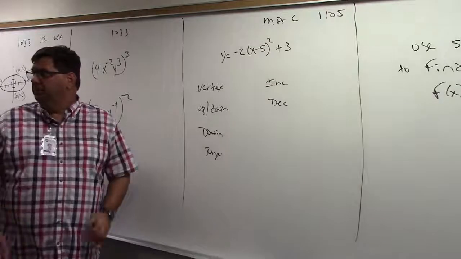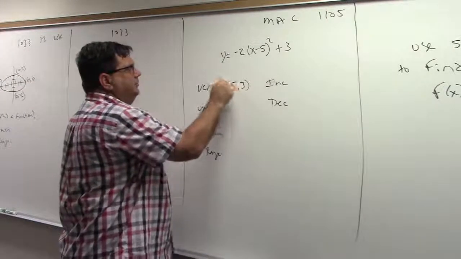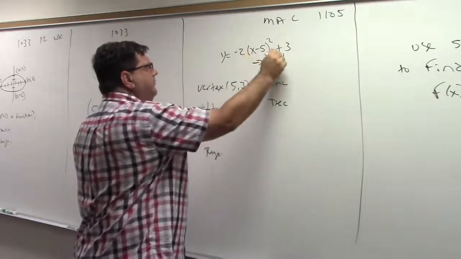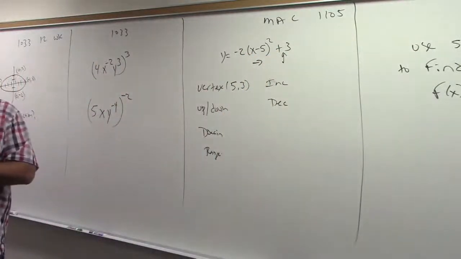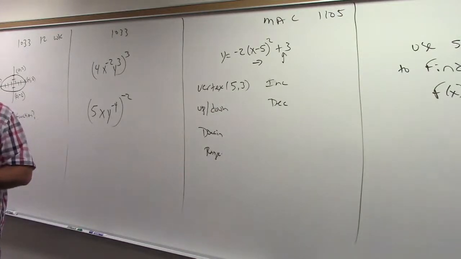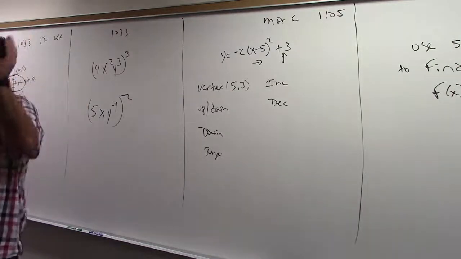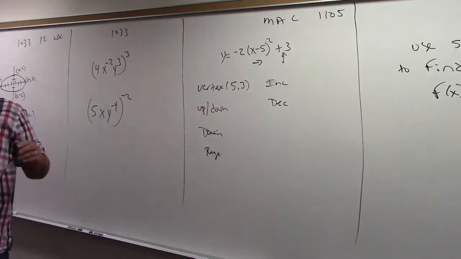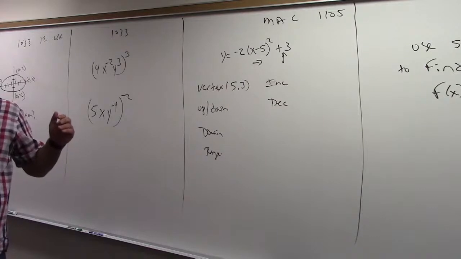Vertex, talk to me tonight. (5, 3). Vertex is (5, 3). We're shifting to the right 5 units. We're shifting up 3 units. Concave up, concave down. How do I know whether it's going to go down or whether it's going to go up? I look for one thing and one thing only. Great question. How do we know if it's up or down?